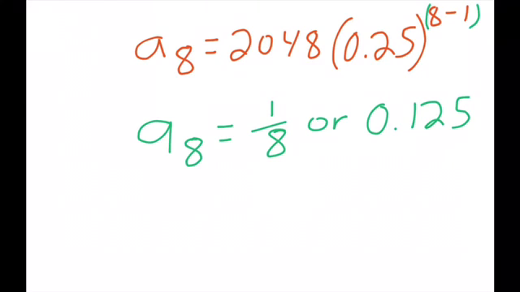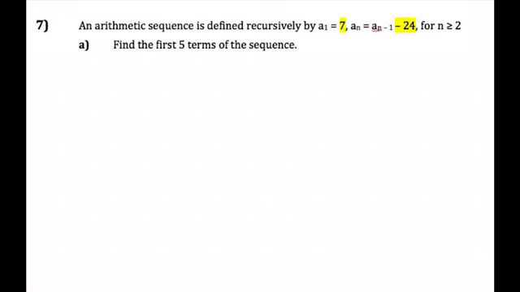Okay, last page. So for number 7, you need to fill in 7 right here for a sub 1. And over here, you're going to put in a minus 24 for D. Okay, I'm going to give you about 2 minutes to try number 7 on your own. You need to write the first 5 terms, write the explicit formula, and then find the 78th term.